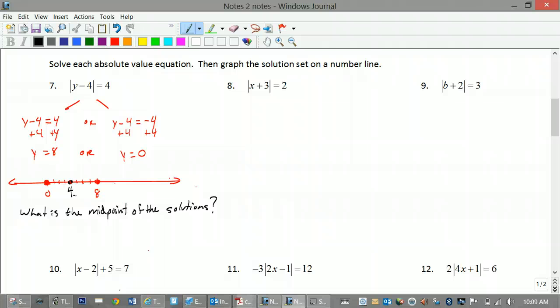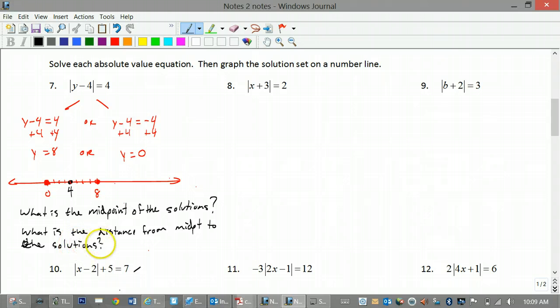That's it. Okay, here's the second question. What is the distance from the midpoint to the solutions? What's the distance from here to here? What's that distance? 4? Okay. There to there? 4? Okay. Let's go to the next problem.